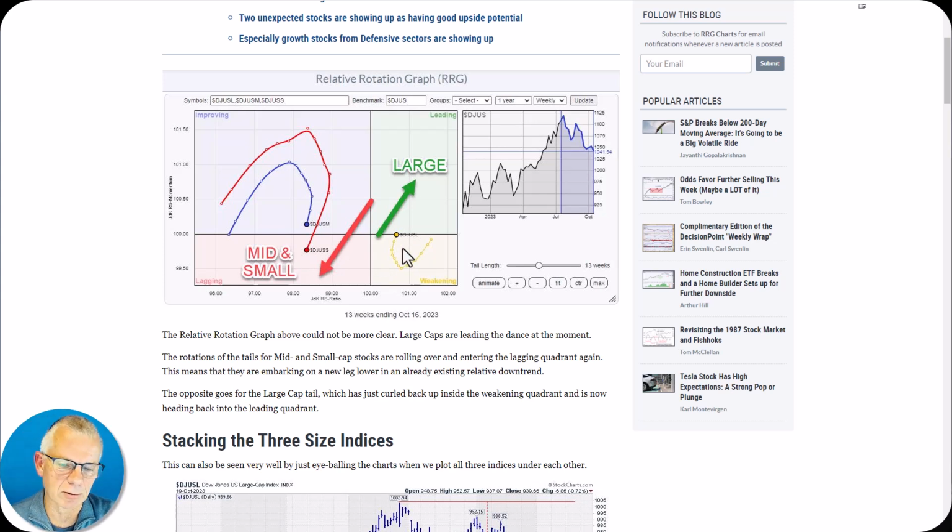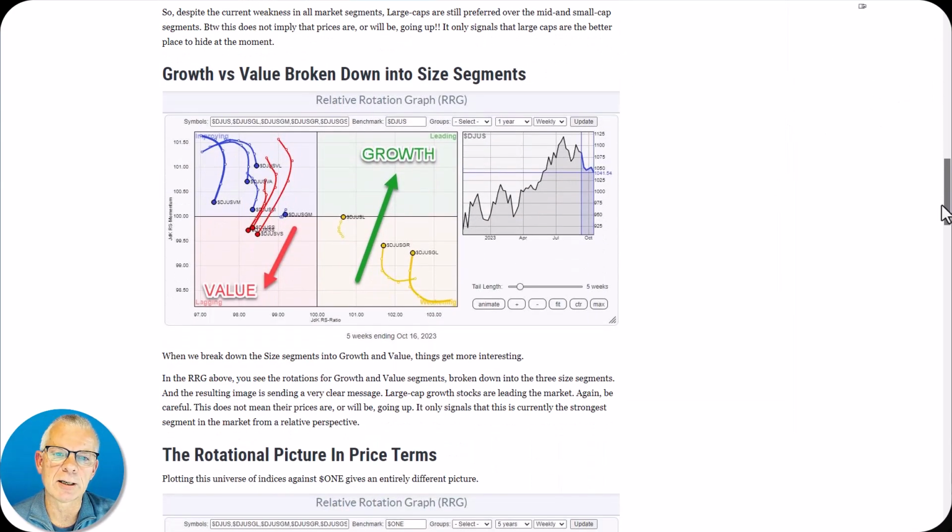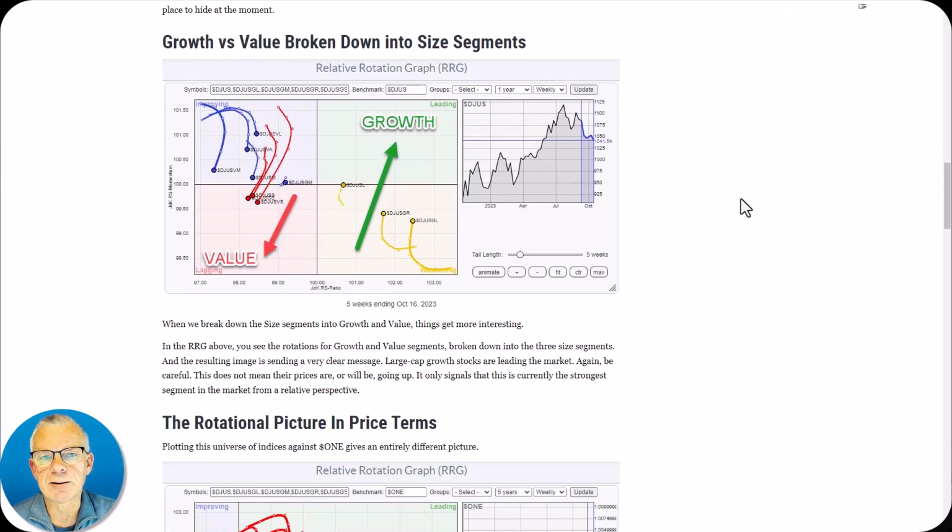So large caps are rotating back up. They're pushing into the leading quadrant, and mid and small caps are in the doghouse. They are very, very weak compared to these. So this rotational image is a very clear picture in favor of large caps. And when you also take the RRG that breaks down growth and value into mid, small and large cap, then the message becomes even clearer.